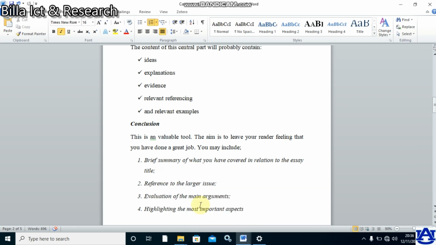So make sure to include a brief summary of what you've covered in relation to the essay or title, and then refer to the larger issue, in this case gender inequality, as you're trying to make a case for the approaches that can be considered, which is a very important thing. And then you could look at the main arguments and highlight the most important aspects that should be considered for the plan, which is very, very important.